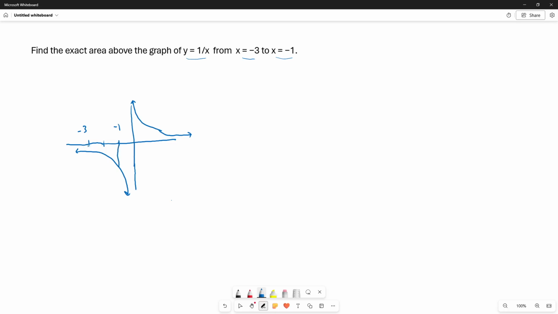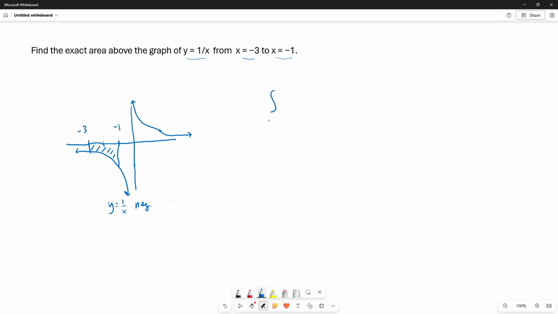So we have this region here. We want the area of this region. That's the region above the graph of the curve and below the x-axis, and between the vertical lines x equals -3 and x equals -1. So the function here, y equals 1 over x, on this interval, the function is negative.